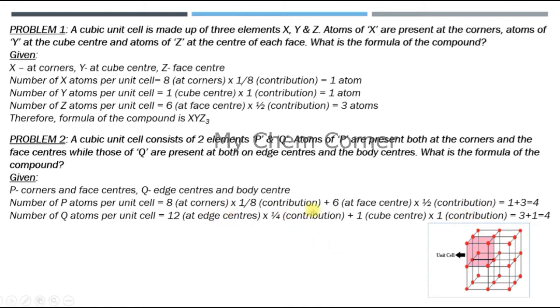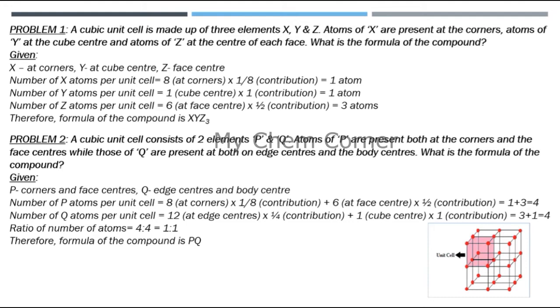So here when we calculate all this, 12 into 1/4 will be 3. 1 into 1 will be 1. When we calculate, it is 4. So here the total ratio is 4:4. When we simplify it, we will get 1:1 as the ratio. Therefore, the formula of this compound is PQ.